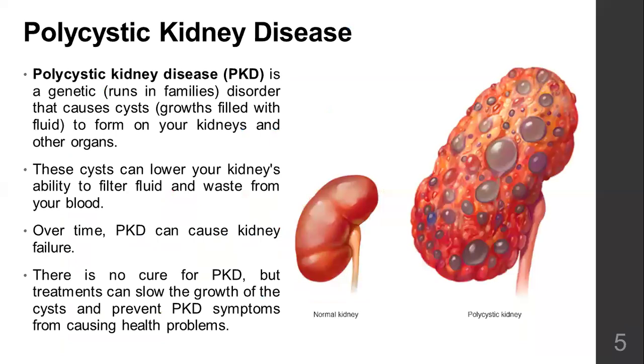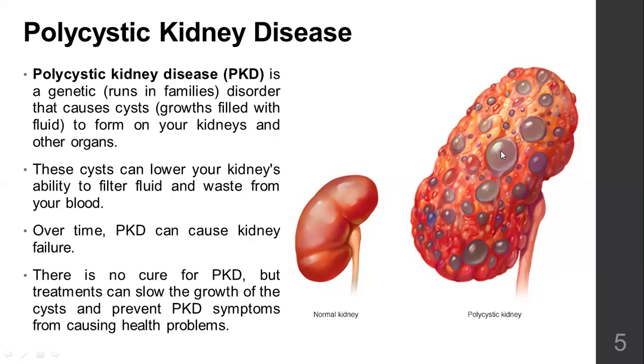Next is polycystic kidney disease, PKD. Here you can compare how a normal kidney looks and how a polycystic kidney looks. A cyst is a fluid-filled cavity. A cavity is an empty space, but it is filled with fluid. Polycystic means there are too many fluid-filled cavities in the kidneys. That is polycystic kidney disease.